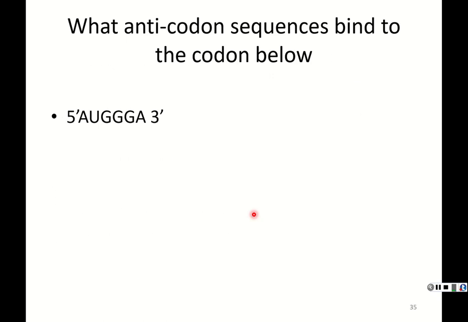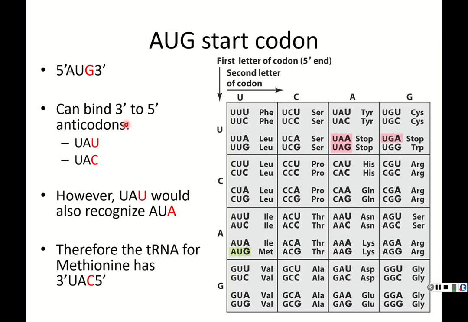So what anticodon sequences bind to the codons below? AUG, GGA. If we use AUG, that's our start codon, it can bind 3' to 5' with the anticodons UAU or UAC. However, UAU would also recognize AUA. Therefore, the tRNA for methionine has UAC.